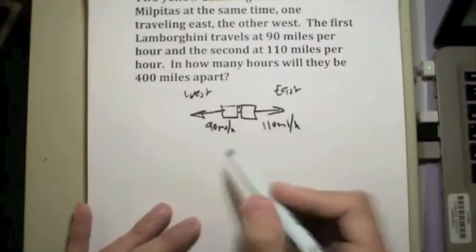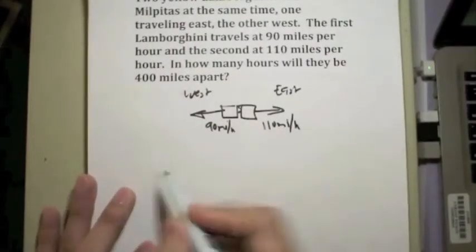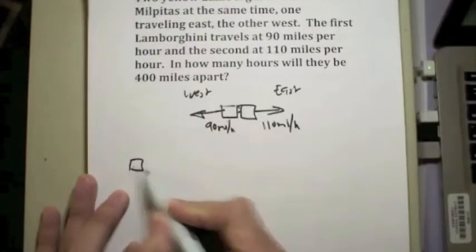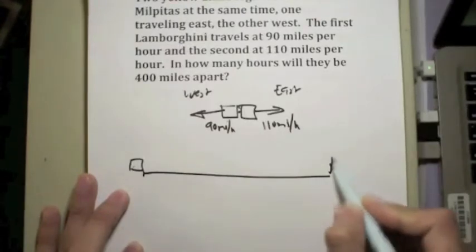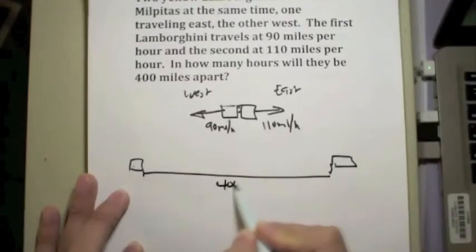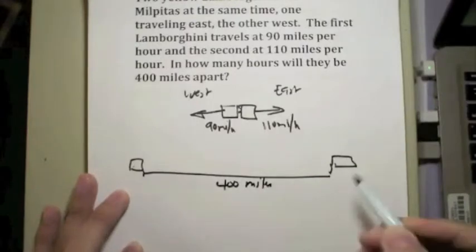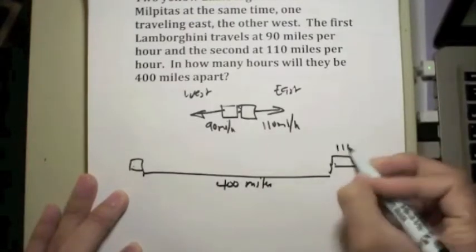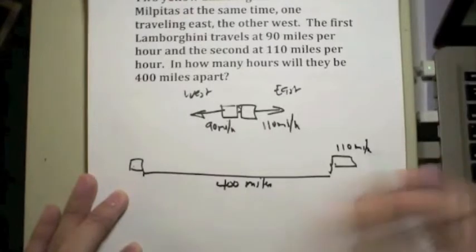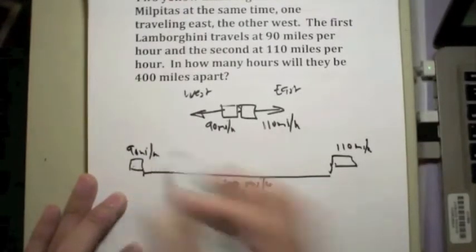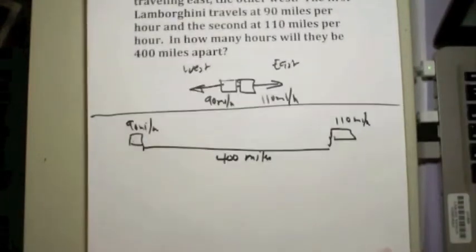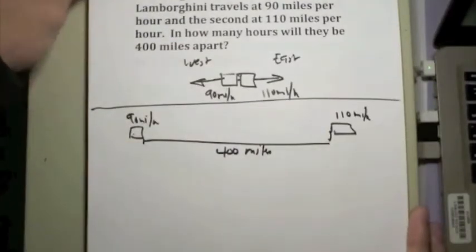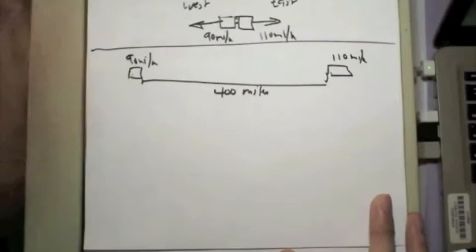And my question is, after how many hours will they be, after a certain number of hours, how long before they are actually 400 miles apart? Okay, so this one is still going at 110 miles an hour, and the other one is going at 90 miles an hour. So this is the first snapshot, and this is the second snapshot where the two cars are 400 miles apart, and our objective here is to find out how long it will take before these two cars are 400 miles apart.